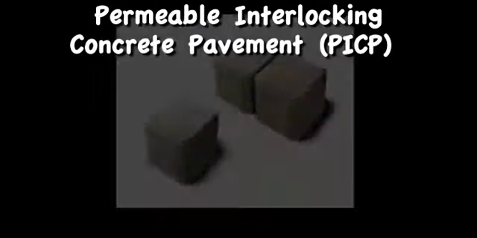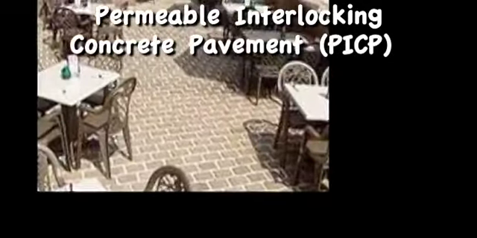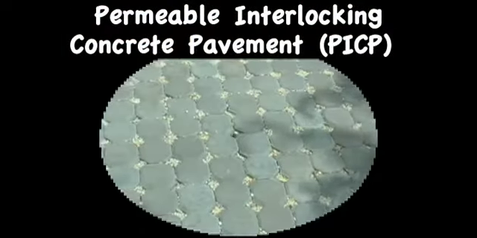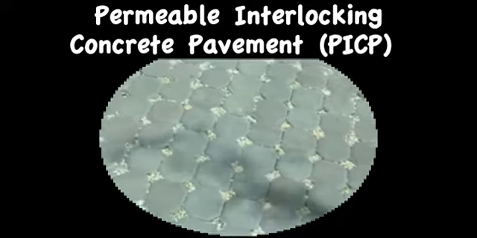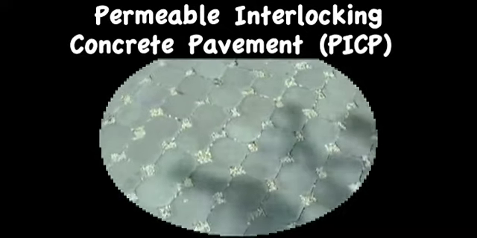The joints are interlocking shapes that vary from simple notches to built-in concrete joint spacers. The blocks themselves are actually impervious. However, the joints allow for water infiltration.